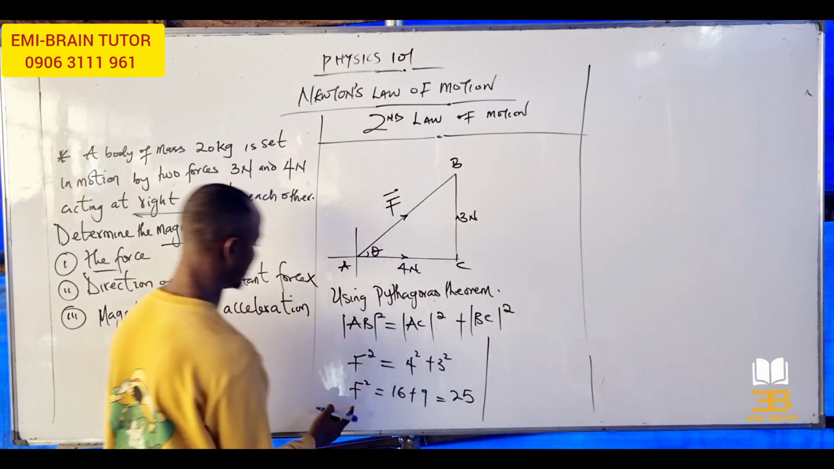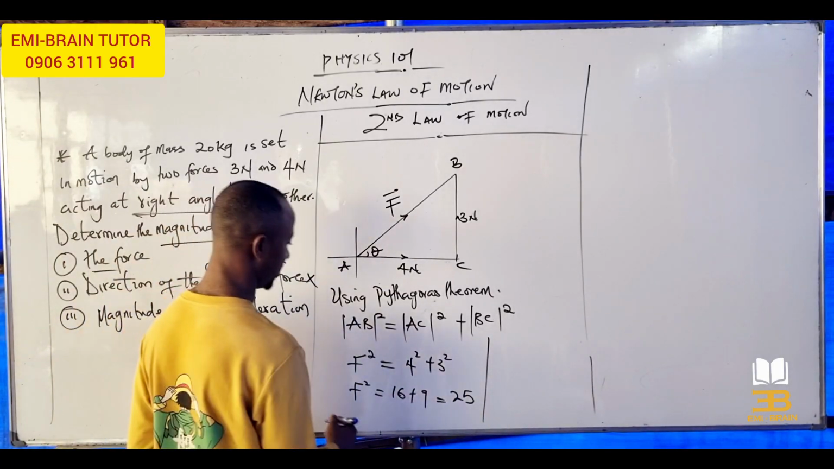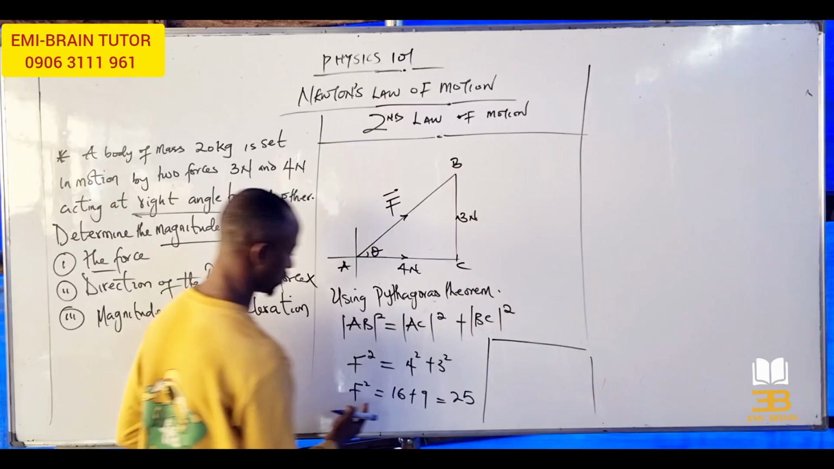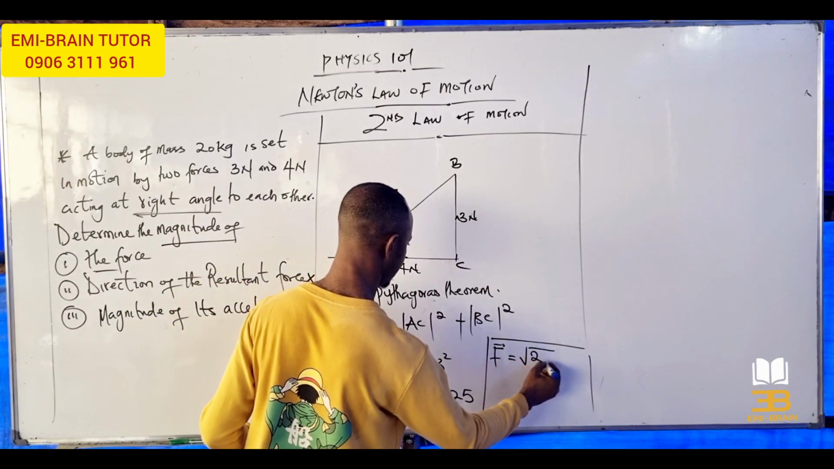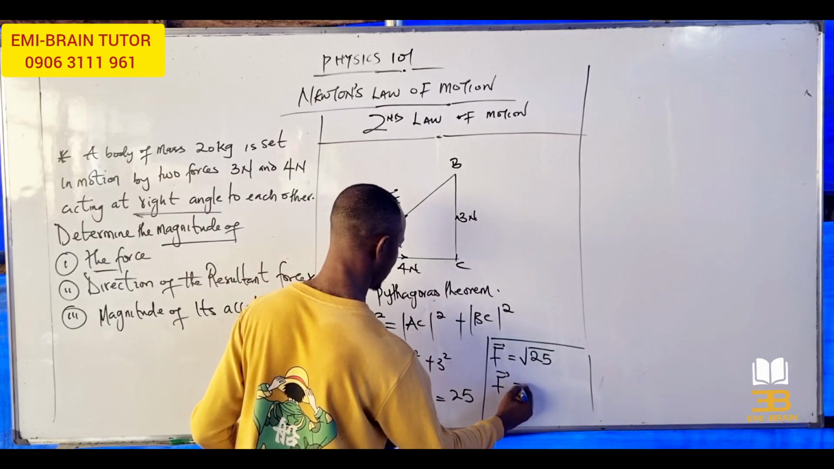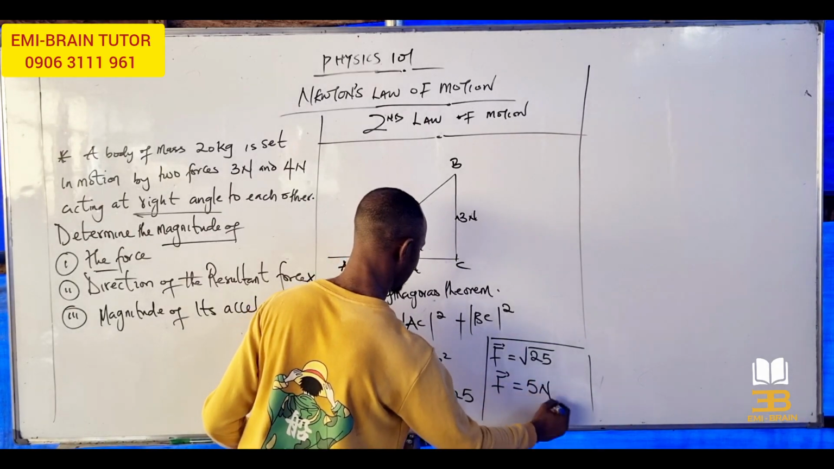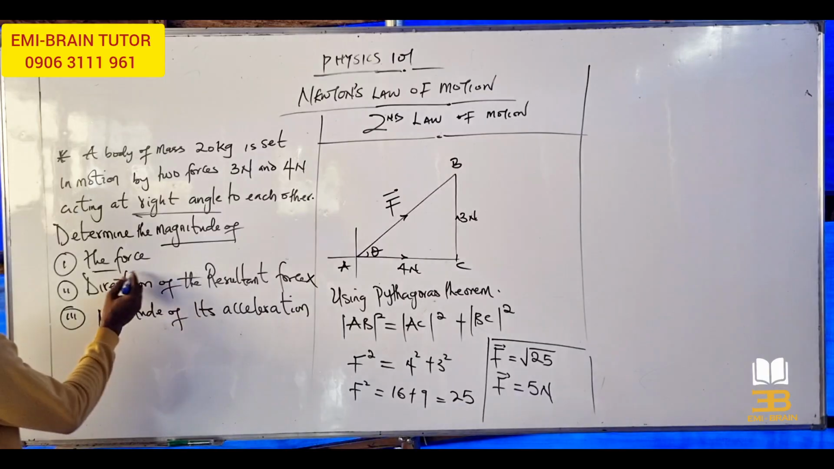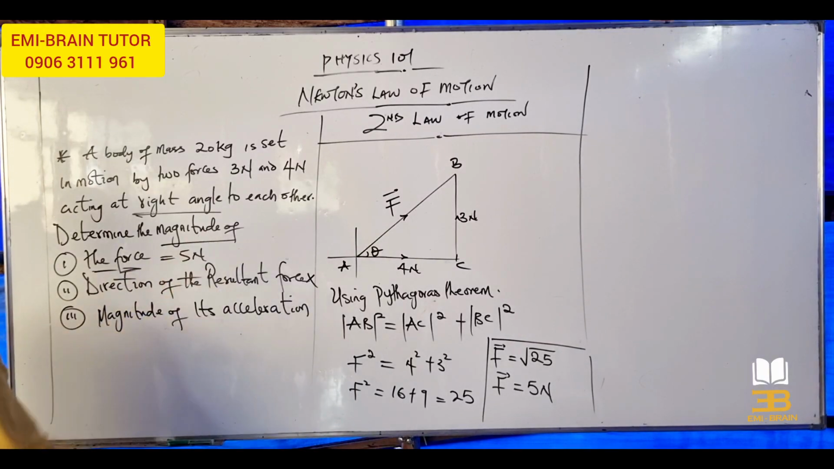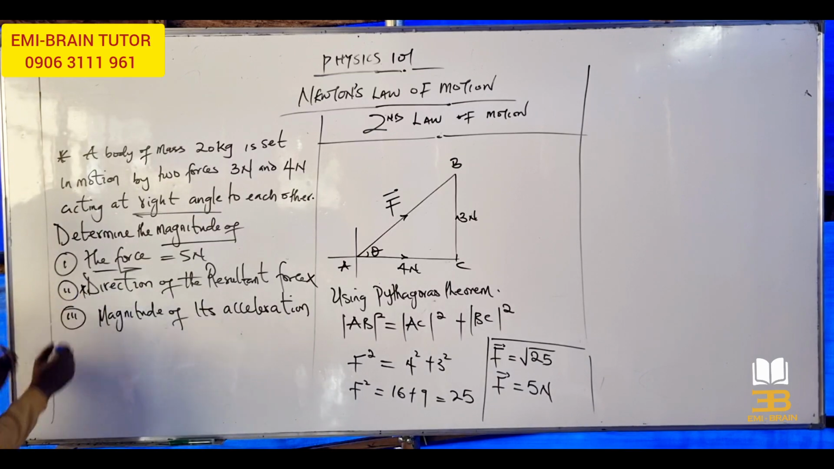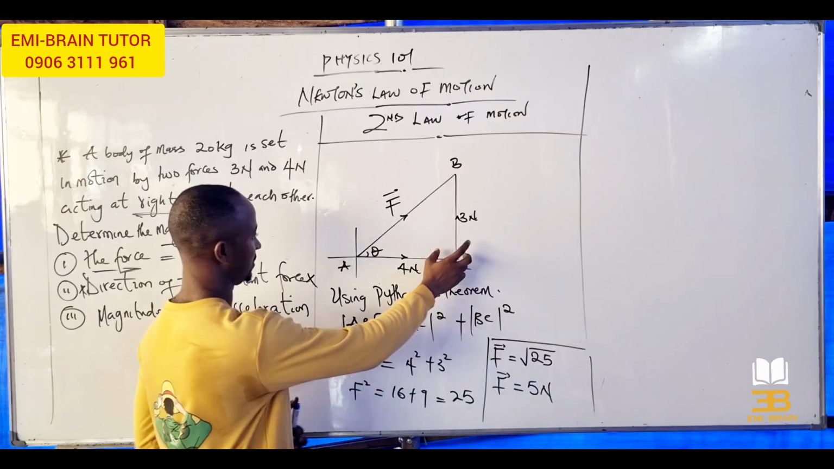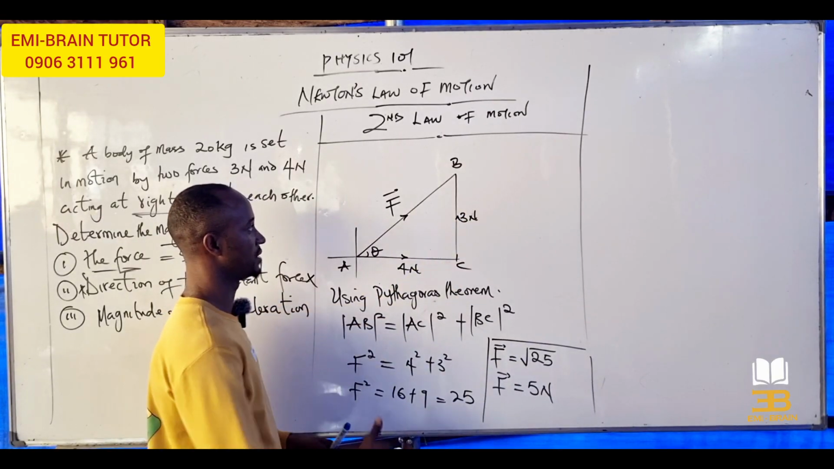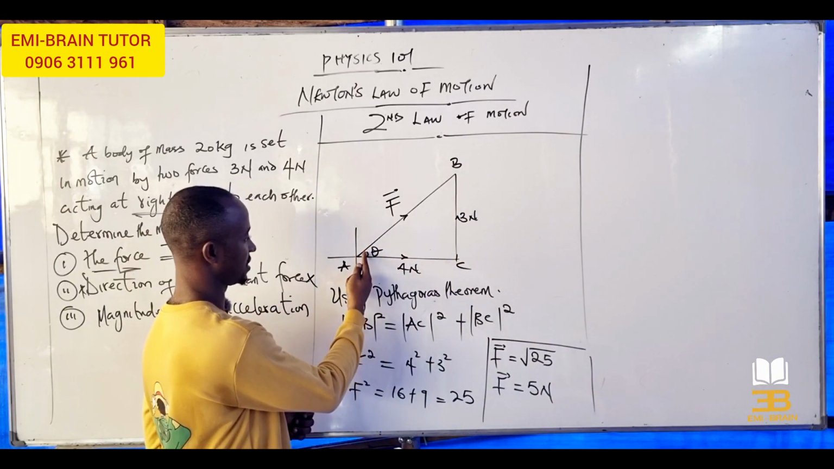So the next step is to find the magnitude of the force. I will square root both sides. By the time we square root both sides, the force will be the square root of 25. The force applied will then be 5 Newton. So the size of the force is 5 Newton. Then the next one is the direction. Like I said, I'm assuming that the 4 Newton force is acting towards the east, while the 3 Newton force is acting towards the north. So direction is theta, right?